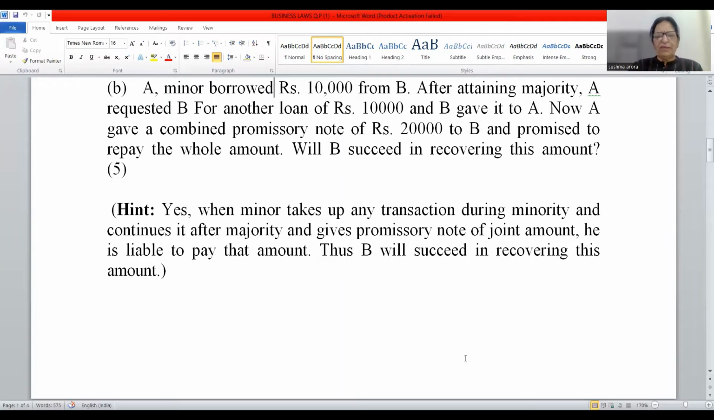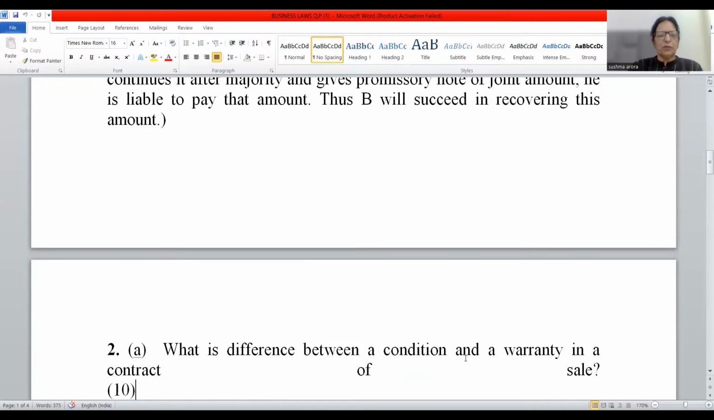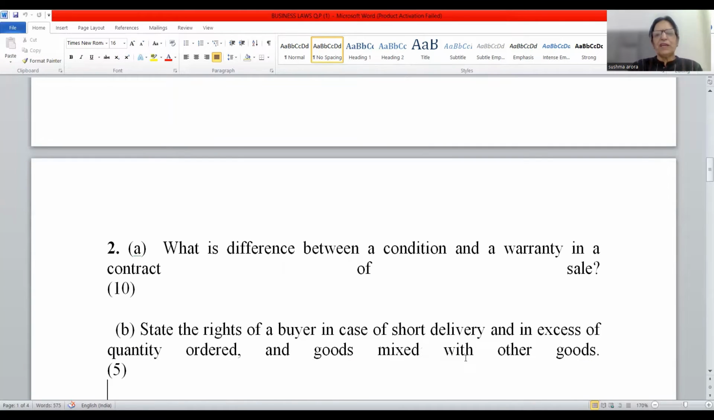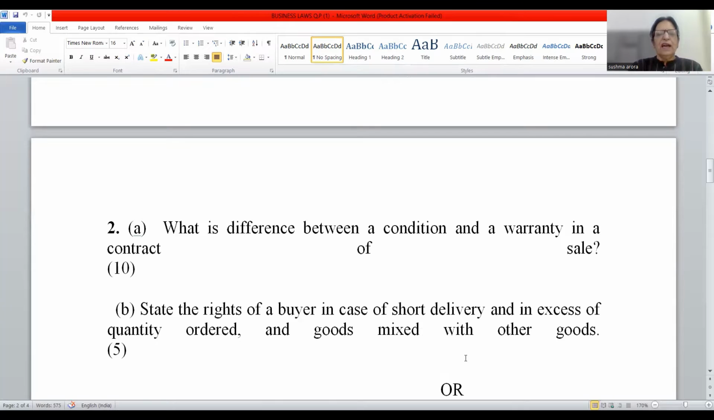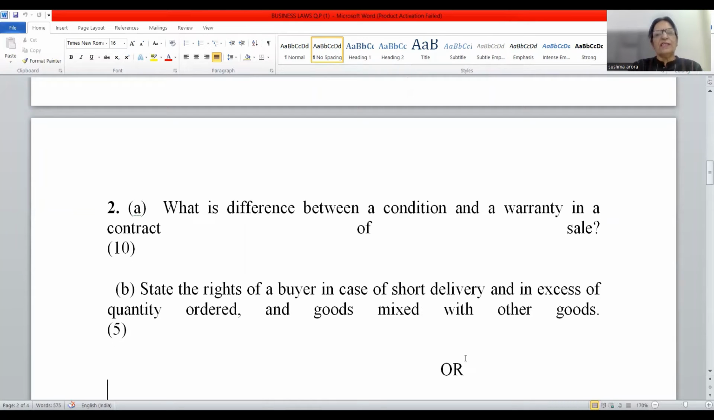Moving ahead, friends, the next question is question number 2. What is the difference between condition and warranty in a contract of sale? So condition and warranty, this is from the Sale of Goods Act. Now, what is a condition? Condition has been defined under section 12, subsection 2. Warranty has been defined under section 12, subsection 2.